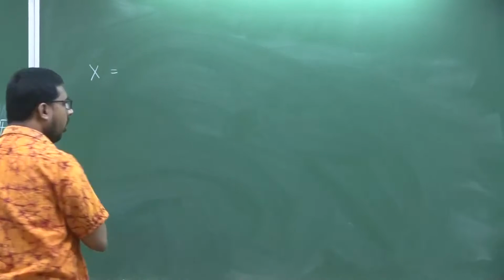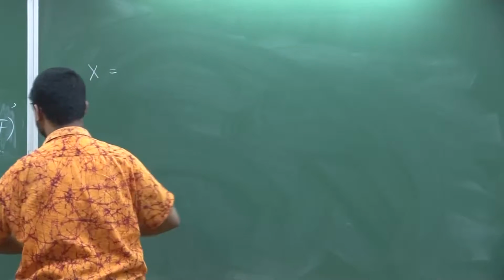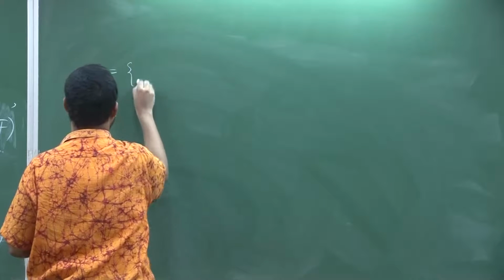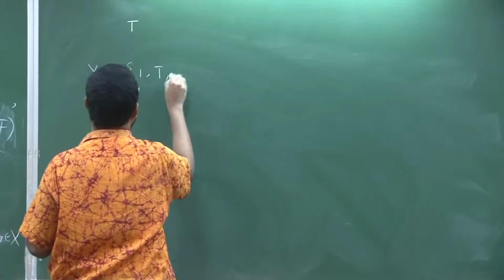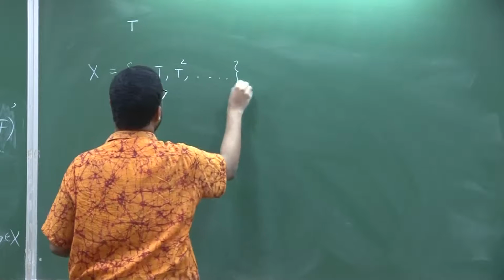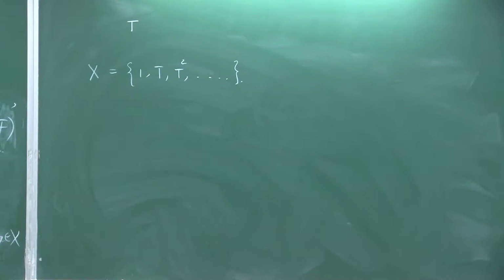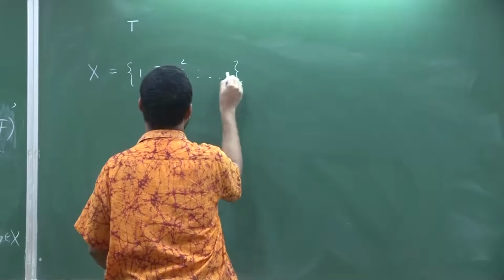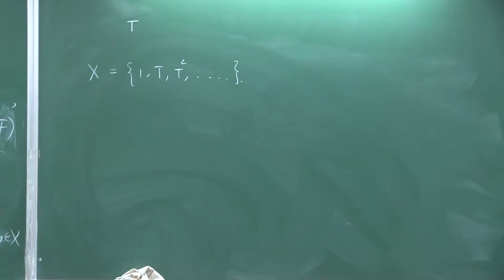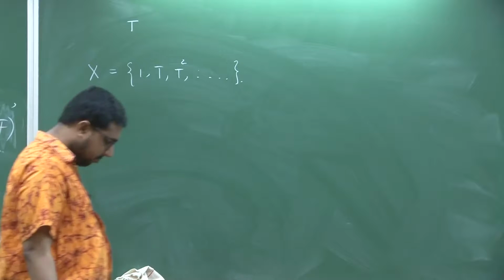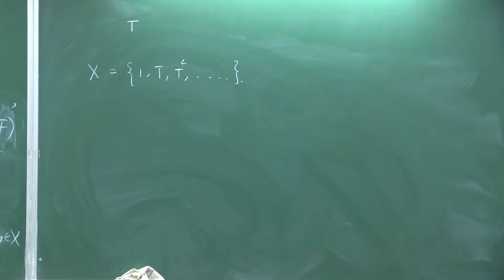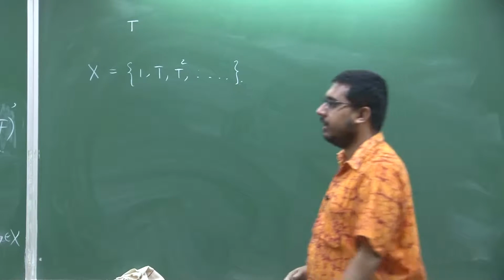So these are examples of vector spaces. Let us take X to be the set of powers of a fixed variable t: 1, t, t squared, and all positive powers of t. Then I want to look at the functions in C0(X, F) for this X.